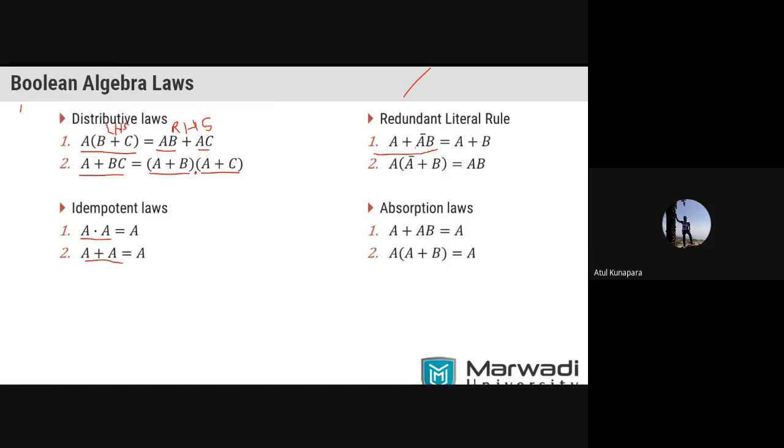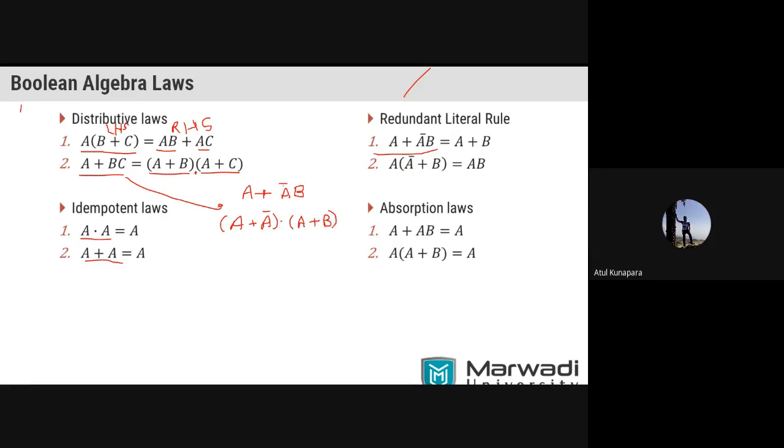Suppose I want to give the proof of this A plus A bar B. I can just apply this kind of distributive rule here. A plus A bar B is the expression on the left hand side. I can apply the distributive rule and do it like this: it is A plus A bar, first I will do this, and then it will have an AND operation with A plus B.